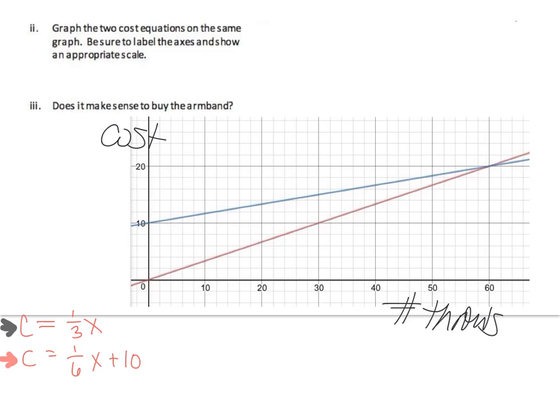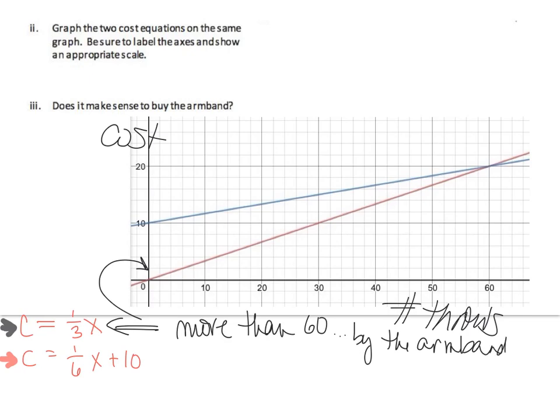It's labeled. So now we can see that where they intersect is where it doesn't matter if you buy an armband or not. So at 60 throws, you can buy an armband or not, and your cost is the same. Well, when you go more than 60 throws, then you should buy the armband.